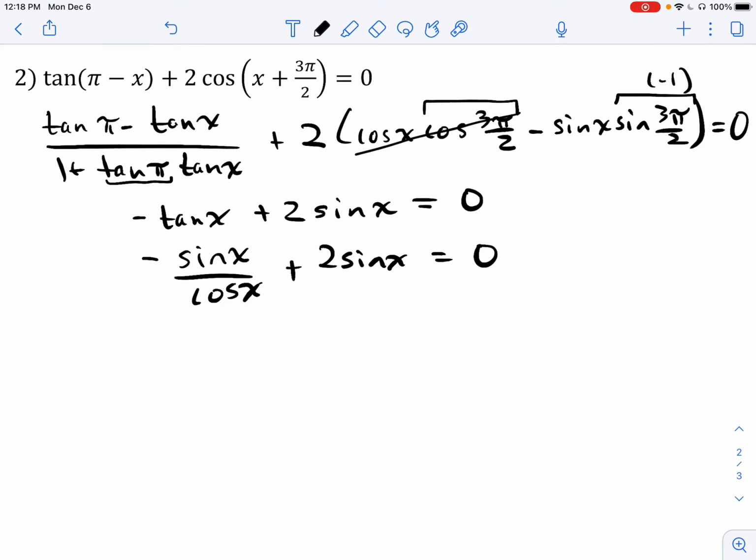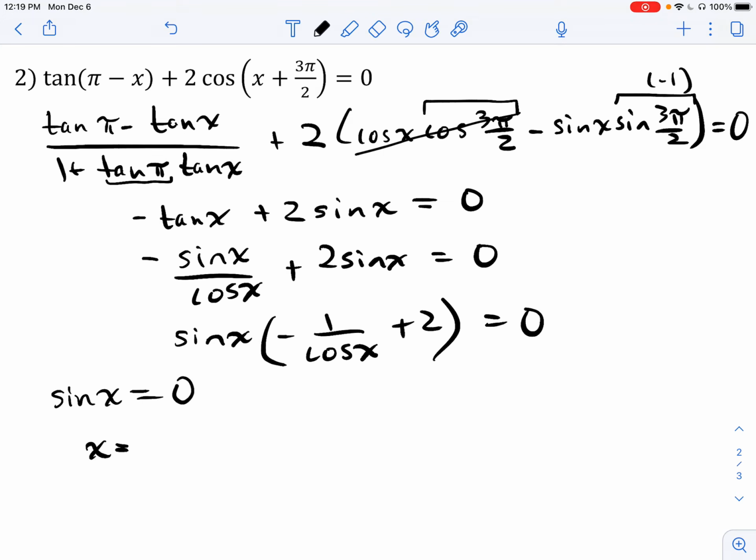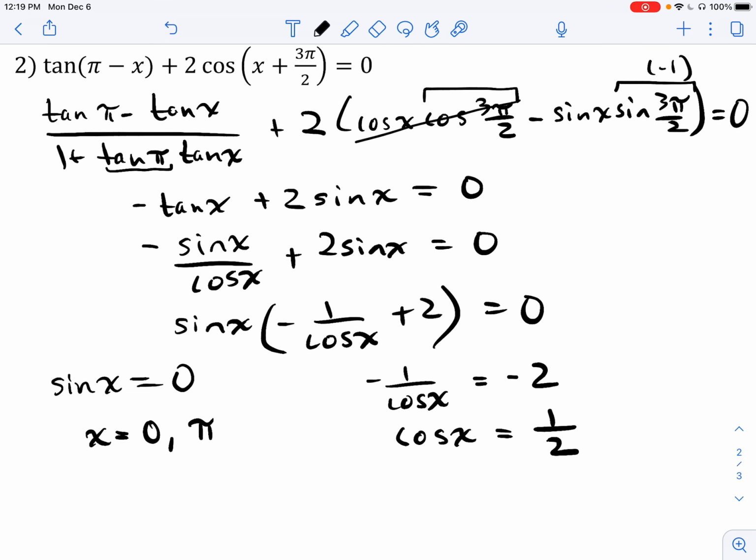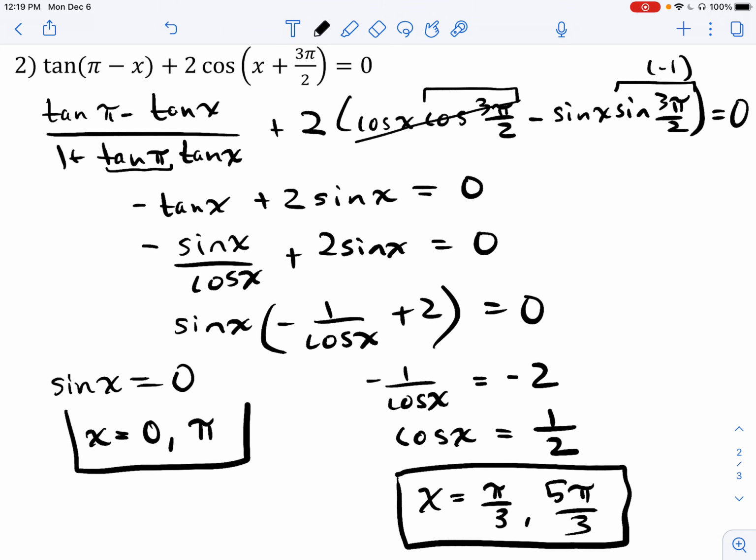And now that we have a sine x in the numerator, we can actually factor out that sine x and write this as sine x times negative 1 over cosine x plus 2 is equal to 0. So let's set each of these equal to 0. Sine x is equal to 0. That means x is equal to 0 and pi. And over here, negative 1 over cosine x plus 2, if that's equal to 0, we can set this equal to negative 2. And that means cosine of x is equal to positive 1/2, if we just multiply both sides by the denominator there. So from here, my angles are going to be x is equal to pi over 3 and 5 pi over 3. So we're going to box this and box those.